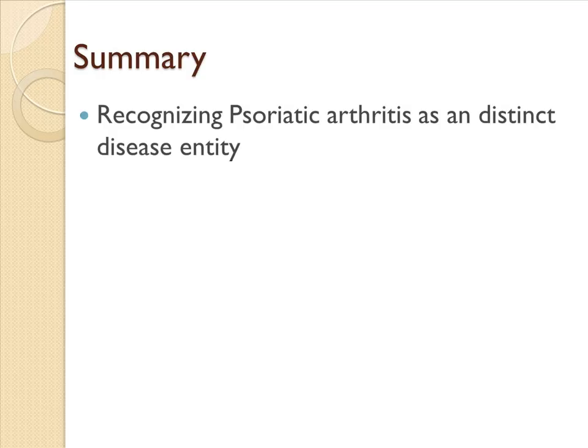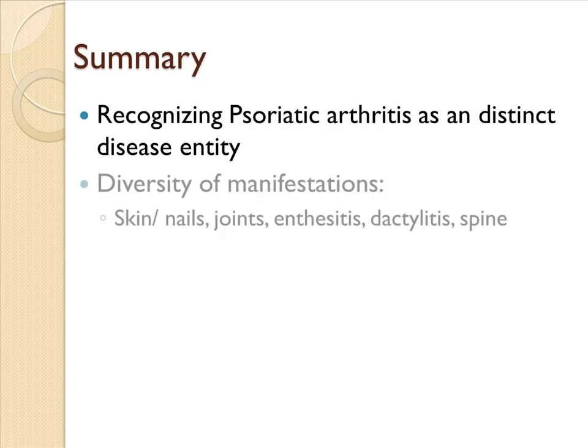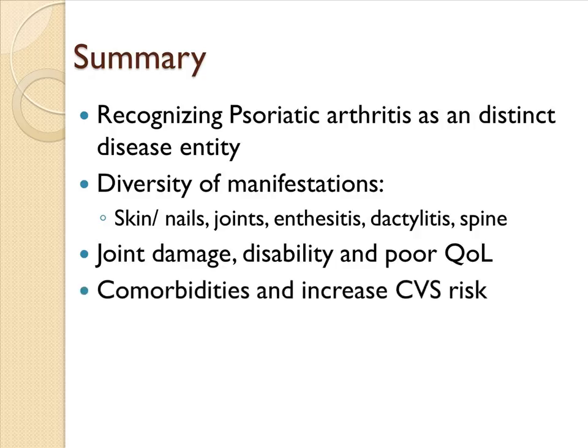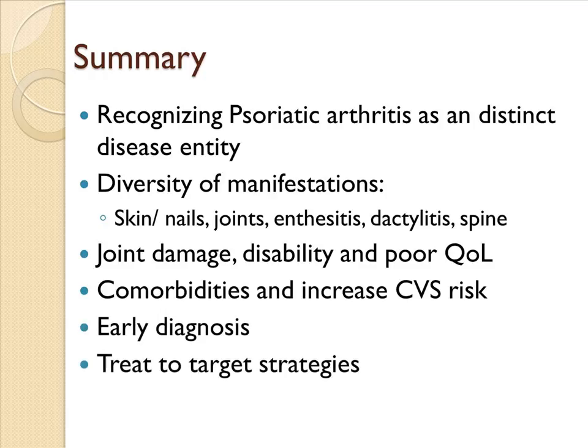Coming to the summary, I hope that you can recognize psoriatic arthritis as a distinct disease entity. They have a diversity of manifestations, including the skin and nail, peripheral joint, enthesitis, dactylitis, and spine. They are associated with joint damage, disability, and poor quality of life. They have high comorbidities and increased cardiovascular risk. We need early diagnosis. We need a treat-to-target strategy.